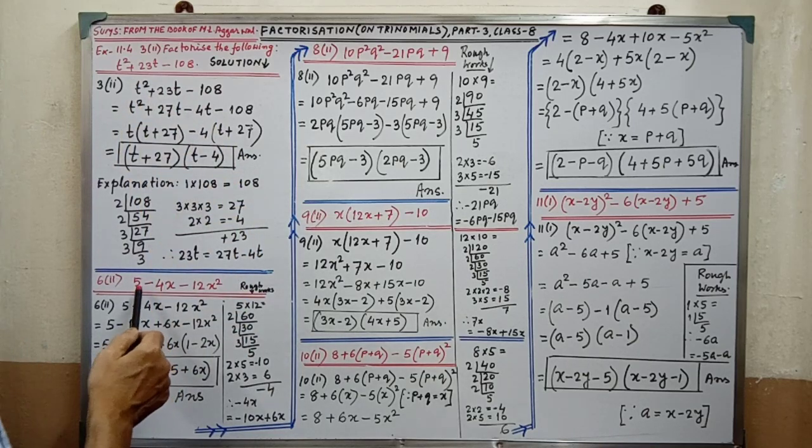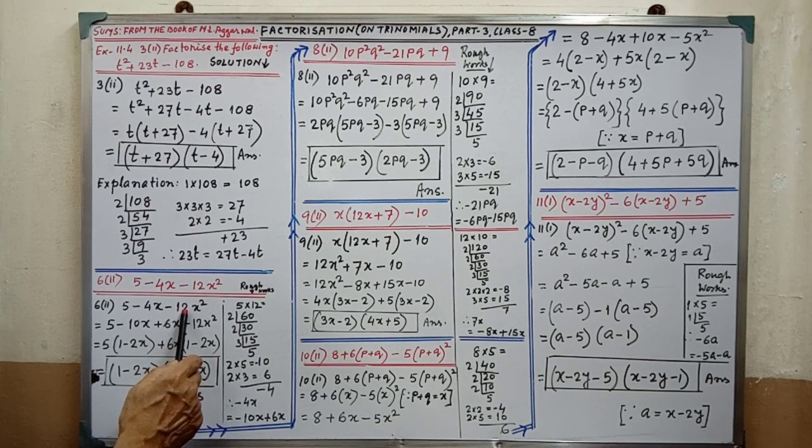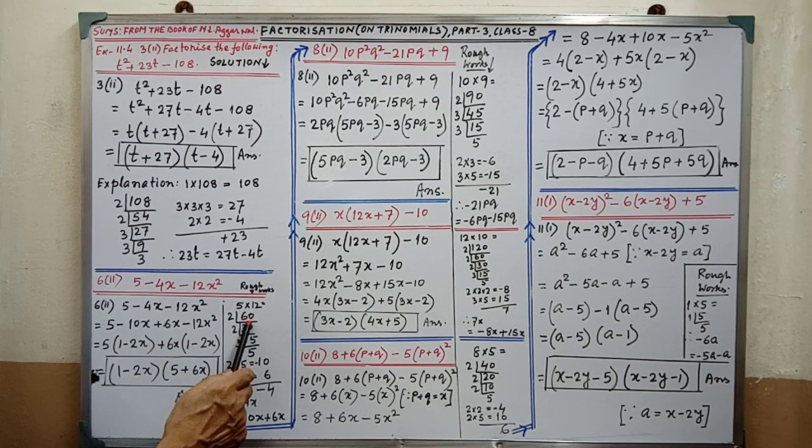Next sum, 5 minus 4x minus 12x square. Here also we have to do the same thing. We have to break this middle term by multiplying the constant and this. By multiplication we are getting 60, and by LCM we are getting these factors. With the help of these factors, 2 into 5, that is minus 10, and 2 into 3, that is 6. Minus 10 plus 6 is minus 4.